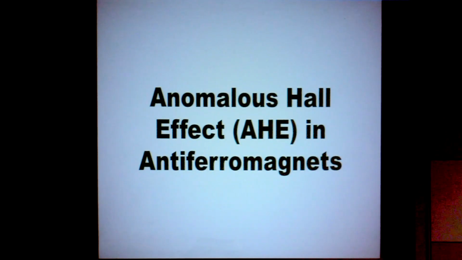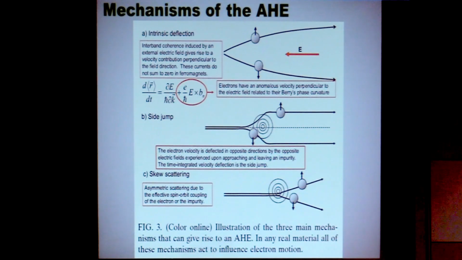Now, we also talk about the so-called anomalous Hall effect in antiferromagnets. That's the device point of view, and then we can talk about the physics point of view. The theory on the anomalous Hall effect actually reveals three kinds of mechanism. First is the intrinsic deflection, which involves mainly Berry curvature. The other is the side jump, which is more related to spin-orbit scattering from either the atoms in the crystal or the defects. And the third one is skew scattering.